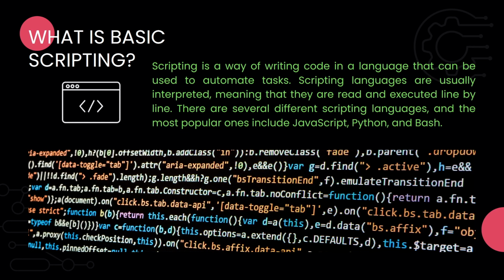What is basic scripting? Scripting is a way of writing code in a language that can be used to automate tasks. Scripting languages are usually interpreted, meaning that they are read and executed line by line. There are several different scripting languages, and the most popular ones include JavaScript, Python, and Bash.